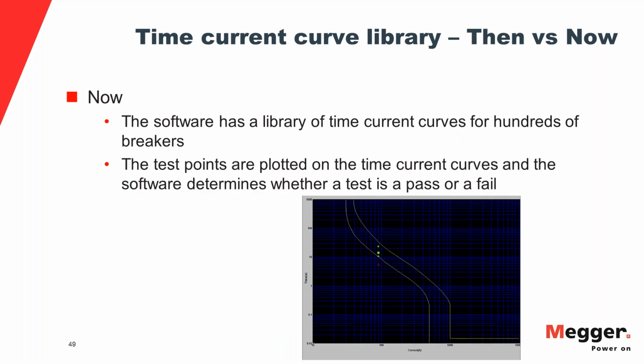If you use a modern test set which has software, the software takes care of that for you. So the software could have a time current curve library with curves for hundreds of breakers. You can even put in the curve that you want if your breaker is not in the database. So you can pull up the time current curve, run the test. The test points are plotted on the time current curves by the software. The software even indicates whether the points are a pass or a fail by highlighting them in green or red. So it eliminates the chances for operator error in this case.